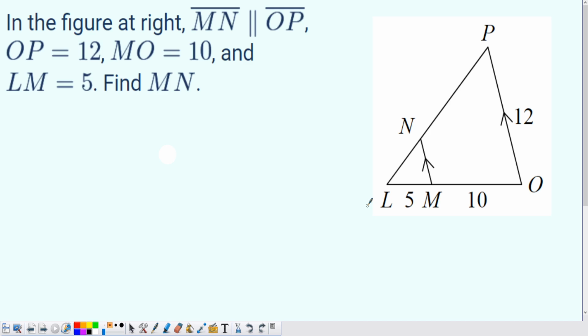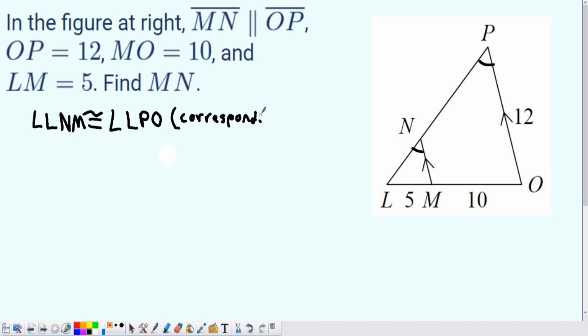Are they similar? Well, based on the last theorem we talked about, let's look for some angles. And of course, since we see some parallel lines, that implies there must be some congruent angles. So, this angle is congruent to this one. So I'm going to say that angle LNM is congruent to angle LPO, and that's because they're corresponding angles. That comes from those parallel line theorems. So, that is one pair of congruent angles in both triangles.